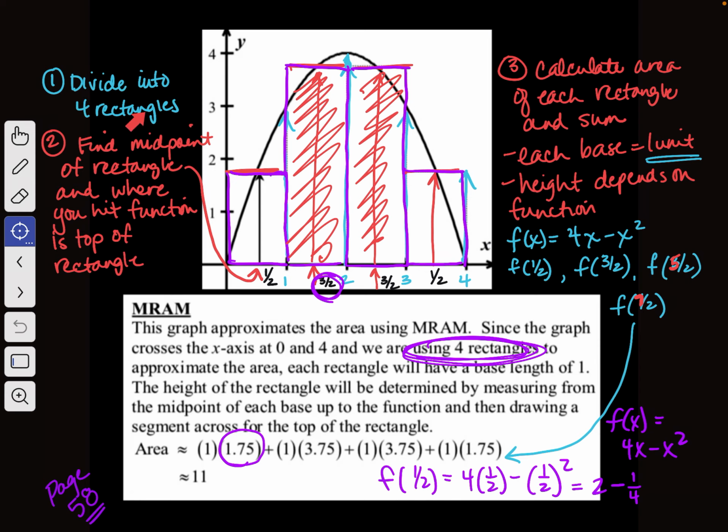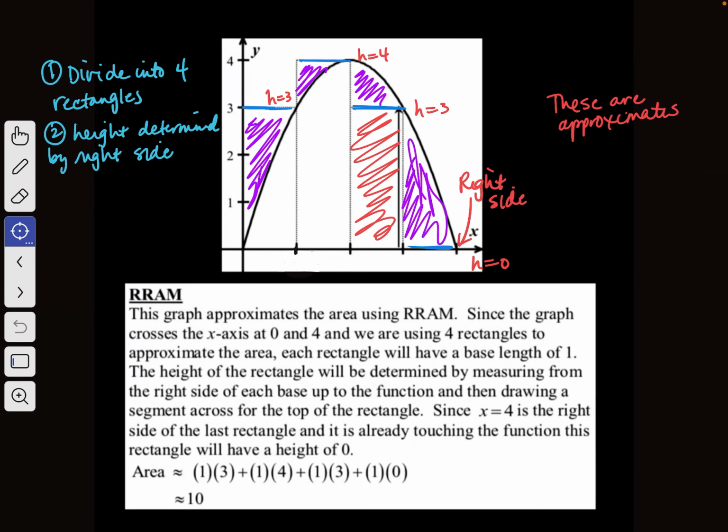So here's what you do. You divide the area into 4 rectangles. Find the midpoint of each rectangle, and where you hit the function is the top of the rectangle. Calculate the area of each rectangle and add them up. Each base is 1 unit, and the height depends on the function.